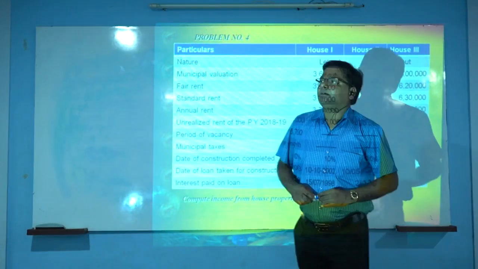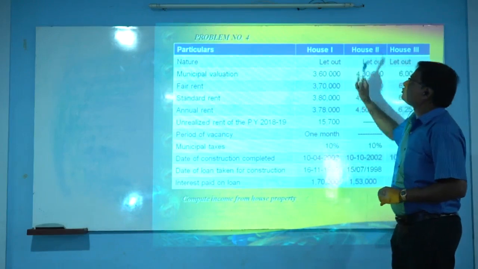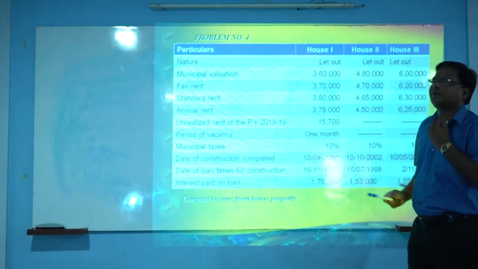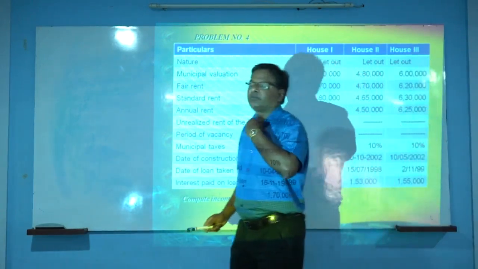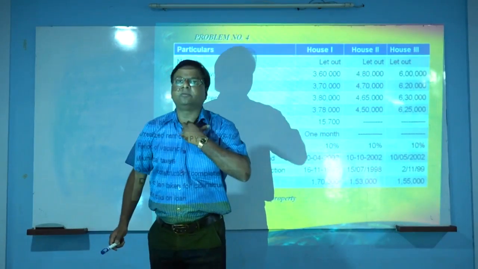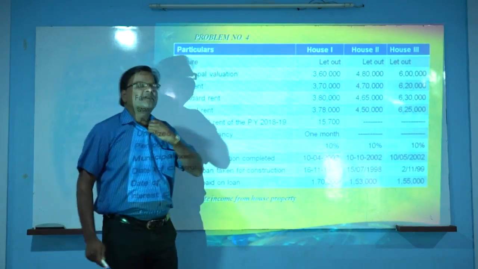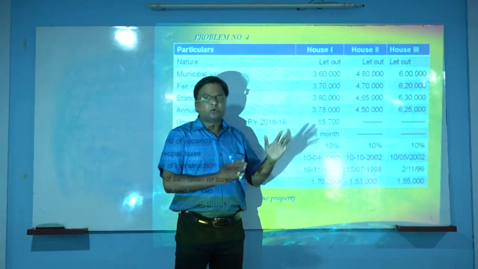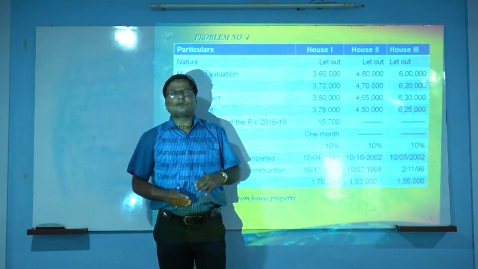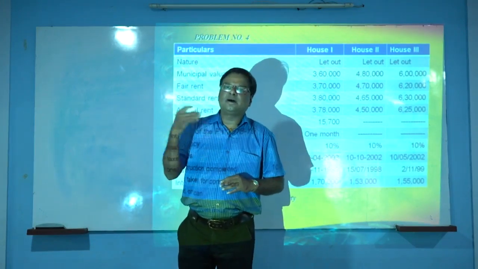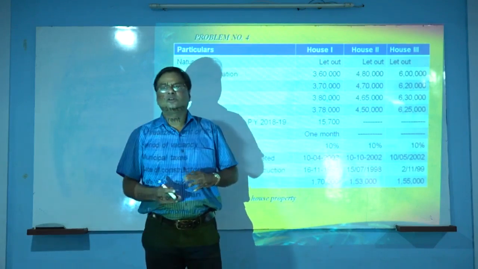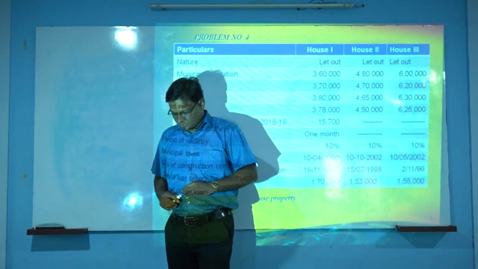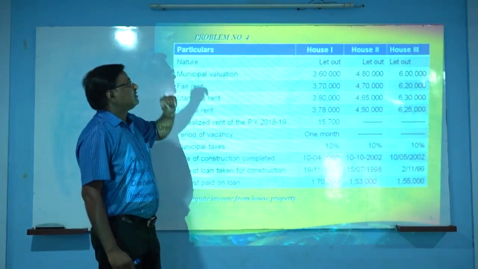Mr. X is there and he has 3 house properties, house 1, house 2 and house 3. Yesterday we solved one problem where there was only one house property. It contained 3 separate units and one was LOP. One part is used for own profession and one part is used by the owner for his own residential purpose. Yesterday we solved that problem. Today here is one problem.